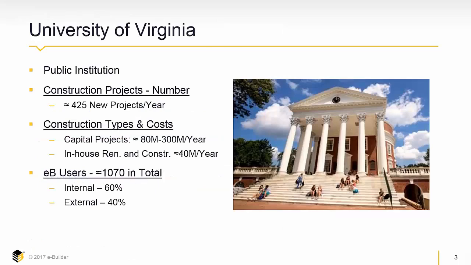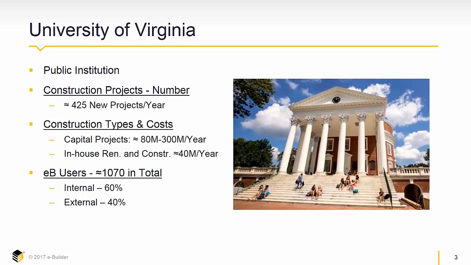So having said that, let's talk first a little bit about the University of Virginia. We are a public institution, and one of the things that means is we have lots of procedures and rules in place for how we can procure construction and how we can make changes to our construction procurement. One of the things eBuilder has given us through this new process is that we're able to meet all of those requirements, but in a more efficient, more organic sort of way.